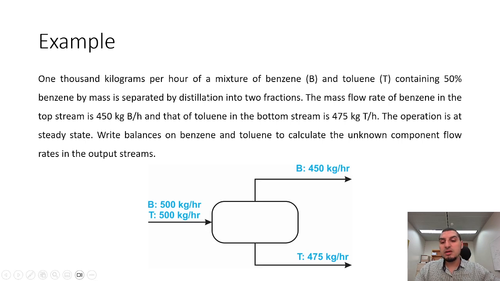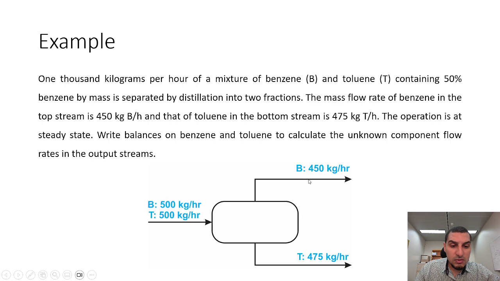So the flow diagram that we have here contains the feed. Again, I'm going to go through the givens. So 1,000 kilograms per hour of a mixture of benzene and toluene contains 50% benzene by mass. So I have 500 kilograms per hour benzene, and the rest is toluene. And the mass flow rate of benzene in the top stream is 450 kilograms per hour. So this is the mass flow rate of benzene at the top stream. And what I know is that there is 475 kilograms per hour of toluene in the bottom stream. And we know the operation is at steady state.